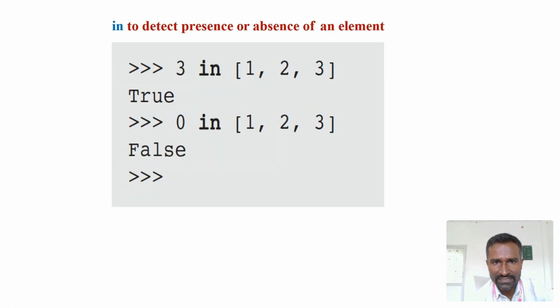It will detect the presence or absence of an element. See, if 3 is inside the list, it will display true. If that element is not available within the list, it gives the output false. This is the presence or absence of an element within the list. We can check this even with a large list in big programs. We can use this kind of thing to find whether an element is available in the list or not.